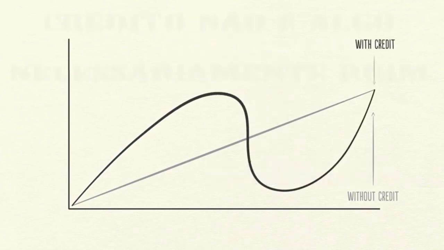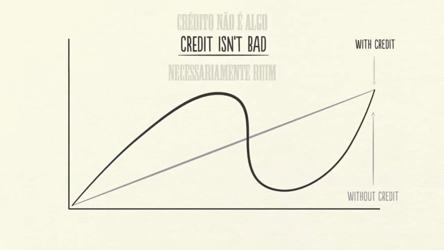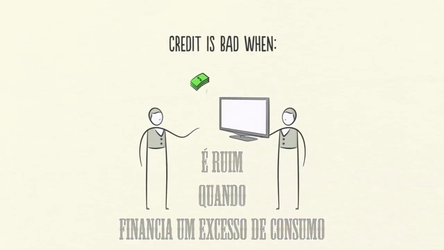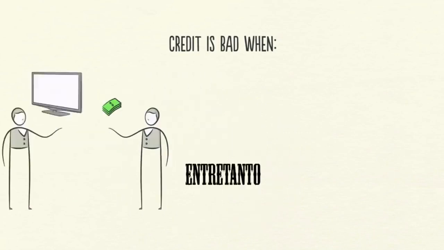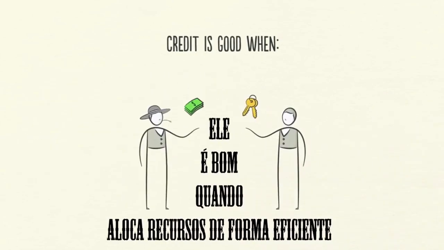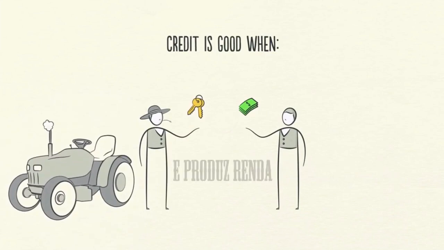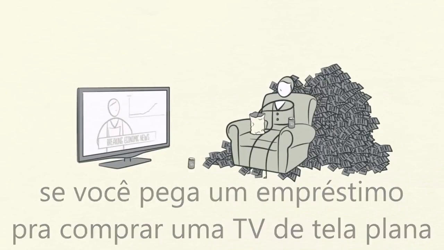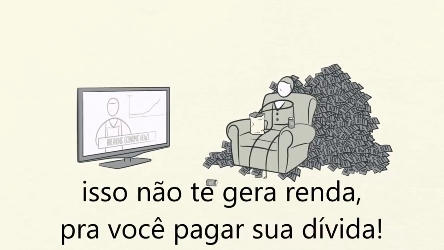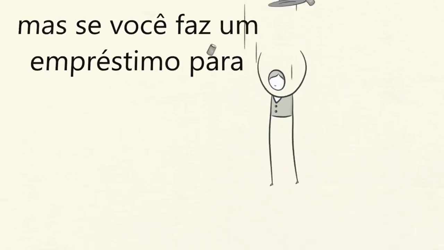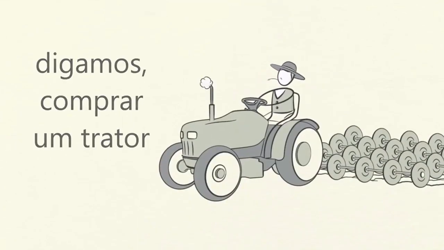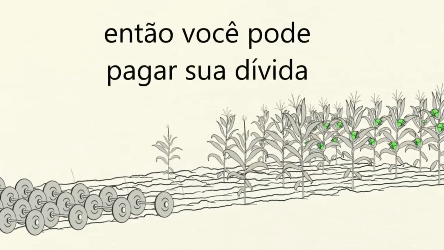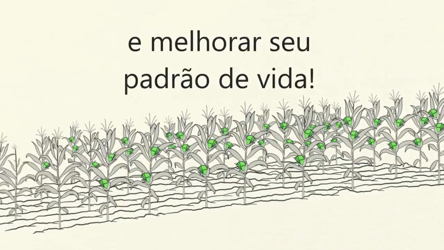Now, don't get me wrong. Credit isn't necessarily something bad that just causes cycles. It's bad when it finances overconsumption that can't be paid back. However, it's good when it efficiently allocates resources and produces income so you can pay back the debt. For example, if you borrow money to buy a big TV, it doesn't generate income for you to pay back the debt. But if you borrow money to, say, buy a tractor, and that tractor lets you harvest more crops and earn more money, then you can pay back your debt and improve your living standards.